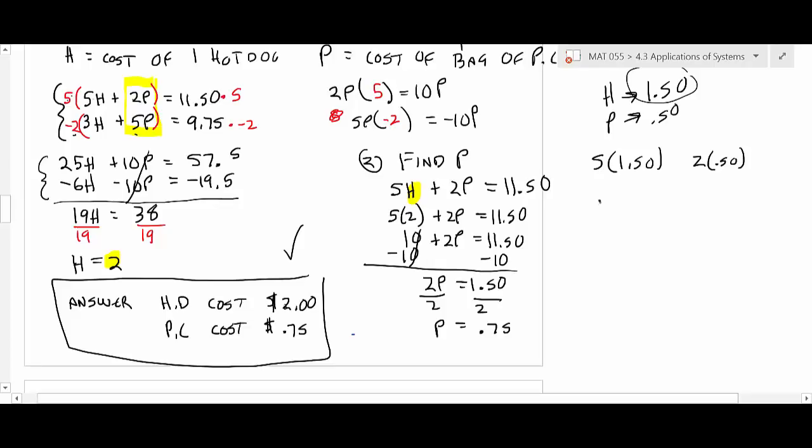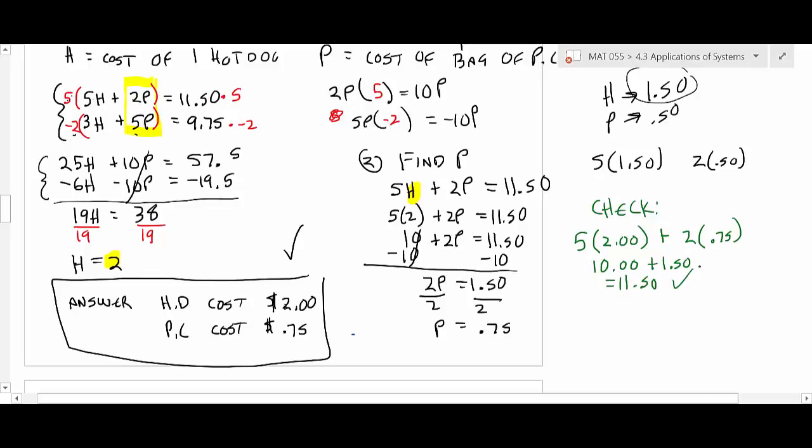The checking you can do on your calculator, but I'll have you write down what you would do. First of all, the first equation just says you bought 5 hot dogs. So hot dogs now cost $2. Then it said you bought 2 bags of potato chips, so that costs 75 cents. Just work it out, and it's supposed to be $11.50. That's what that sentence said. So this would be $10 plus $1.50. Look what you get: $11.50. So that's right.